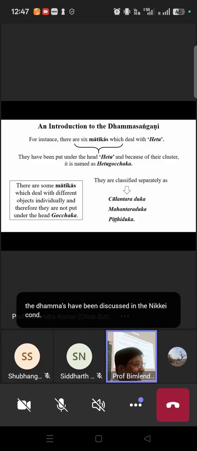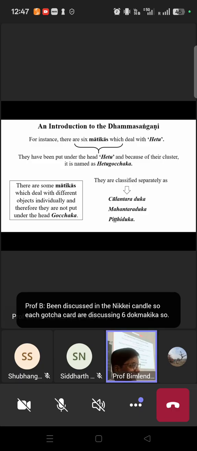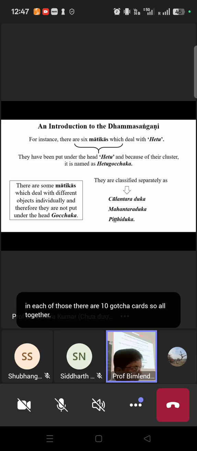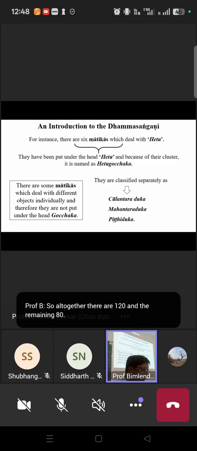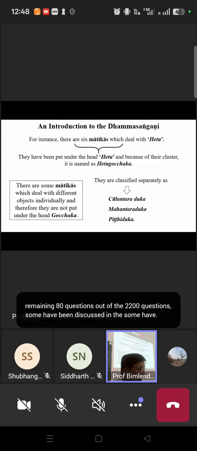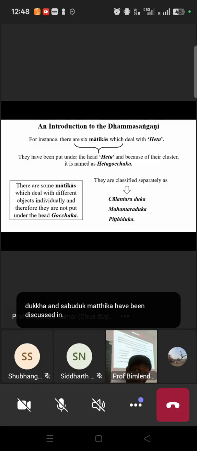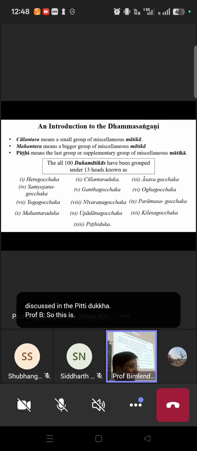So each Gochaka discusses 6 Dukmatikas. There are 10 Gochakas, and each Gochaka has 12 portions. So altogether there are 120, and the remaining 80 questions out of the 200 questions, some have been discussed in the Chulantaraduka, some in the Mahantaraduka, and some Dukmatikas have been discussed in the Pitthi Duka. So this is the treatment of our Dukmatika.